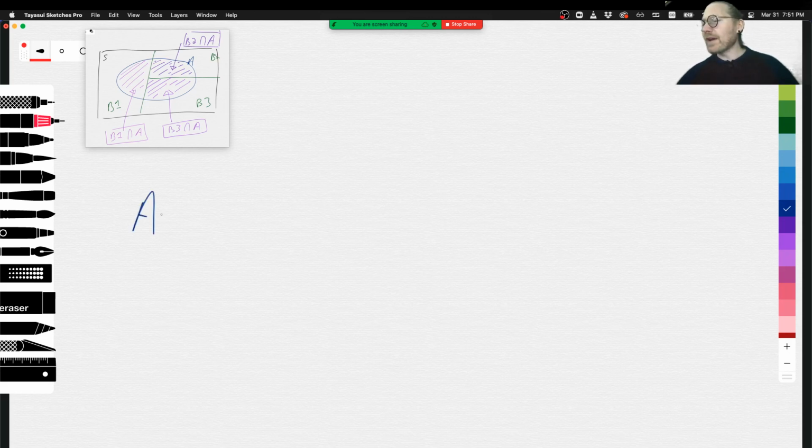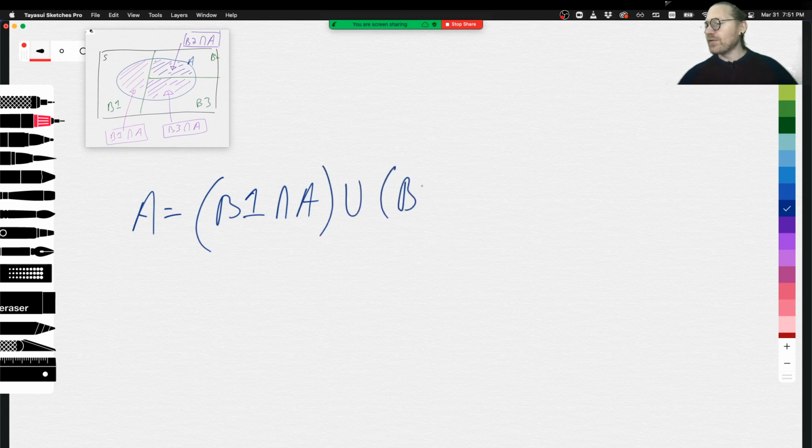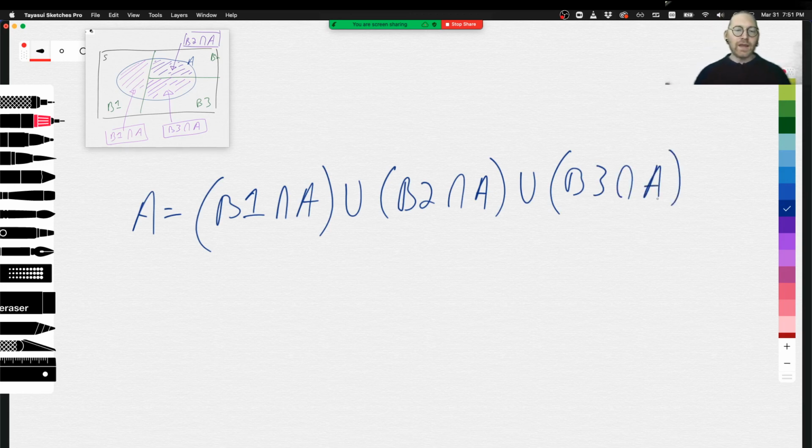So we can compose A, right? We can compose A as being the intersection of B1 with A, unioned with the intersection of B2 with A, unioned with the intersection of B3 with A. And this idea becomes more powerful, right? This all seems very abstract right now. It's like, okay, well, we don't even have numbers that we're working with. We'll get some numbers soon, and we'll see how this plays out.